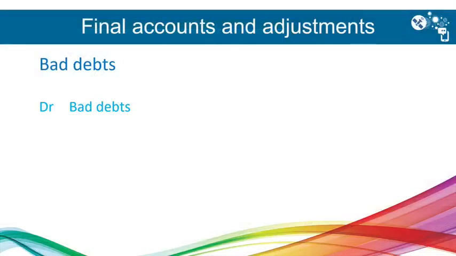And the GAAP principle that we are applying here is called matching. And it makes sense because we match the expense with a year, or we match the income with a financial year. And that is what we do with the adjustments. First one, bad debts. We debit bad debts and we credit the debtor and debtors control. Bad debts, which is an expense, will be shown in the profit and loss account. Debtors control, post-closing trial balance.